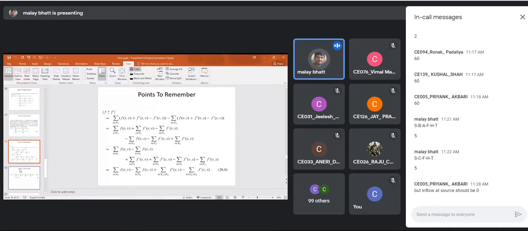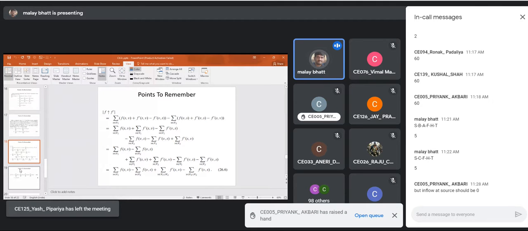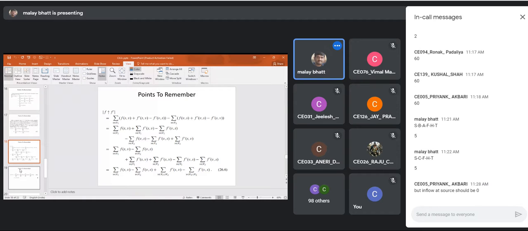So you can see the step, that is sigma v belongs to V1 f(s, v) plus sigma v belongs to V1 f'(s, v) minus sigma v belongs to V1 f'(v, s). So we are applying sigma to all the terms, right, to the individual terms. Now we are rearranging the terms.